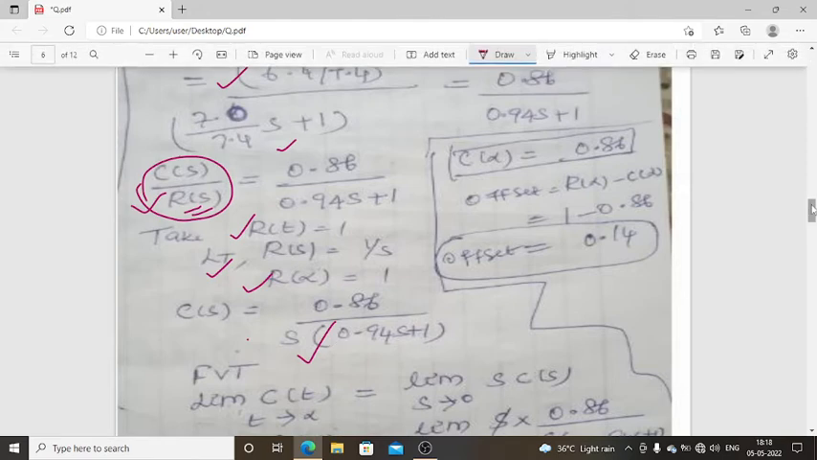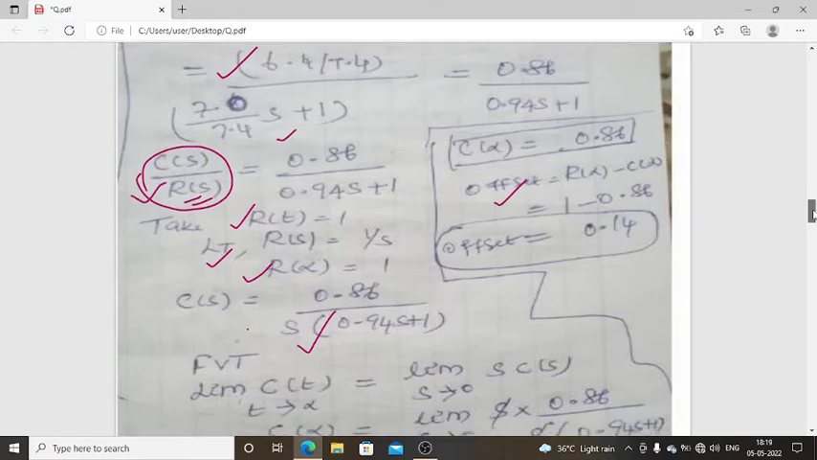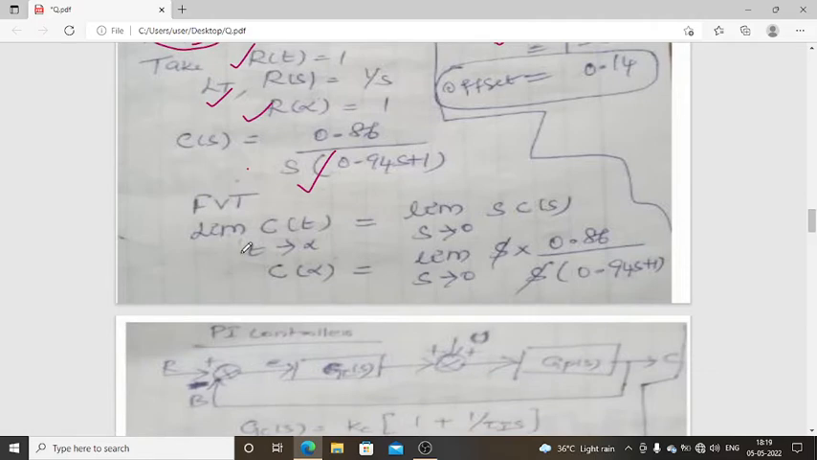So we want offset value. So the offset value is R of infinity minus C of infinity. Already we have R of infinity, that is equal to 1. So we have only C of S. What we want is C of infinity. What do you do here? We know the final value theorem, right?